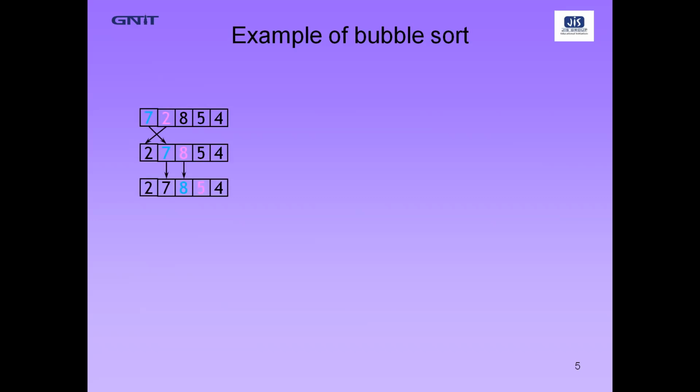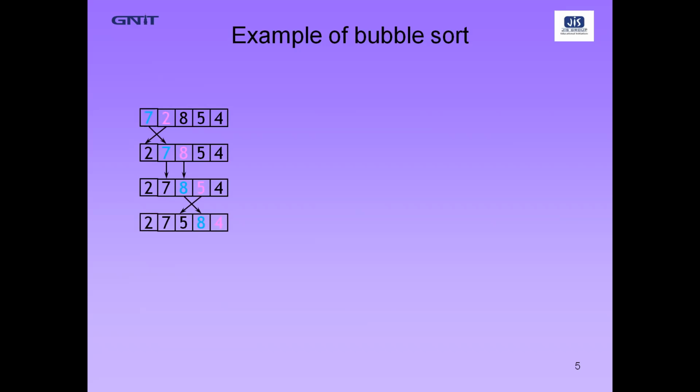Now we have to compare P3 with P4, that is 8 is compared with 5. Now as 8 is greater than 5, again we have to perform the swapping operation such that P3 is less than P4. So after performing the swapping operation, the list looks like this.